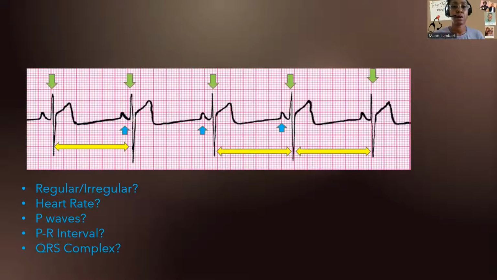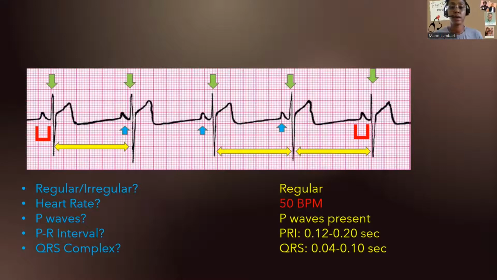And let's count our R waves. Let's calculate our heart rate. We have about 5 R waves, and this is a 6-second strip. Our PR interval is within normal. I'm counting about 5 small boxes. And our QRS complex is about 2 boxes wide. So everything is normal except the heart rate is less than 60.